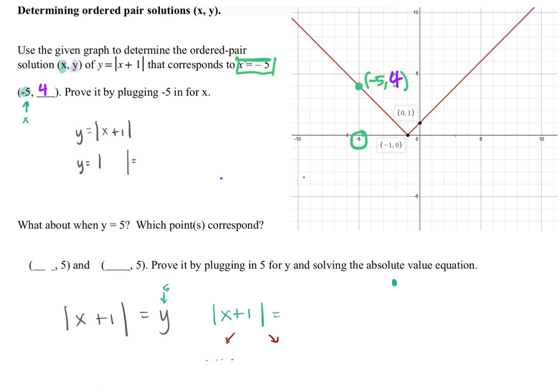Now we want to prove it. We're going to show that the algebra works. So we're going to plug in -5 for x. We're going to put it in right here. We're going to say the absolute value of -5 plus 1 is equal to the absolute value of -4, which is equal to 4, which is what we just discovered.